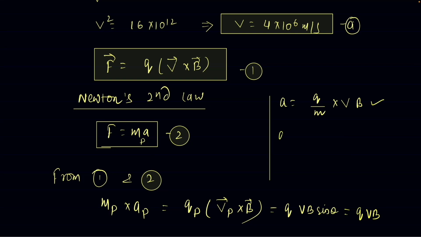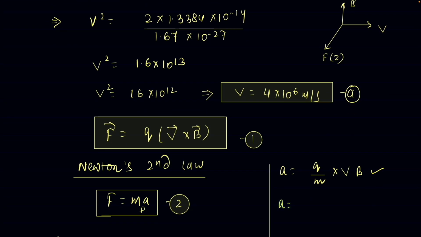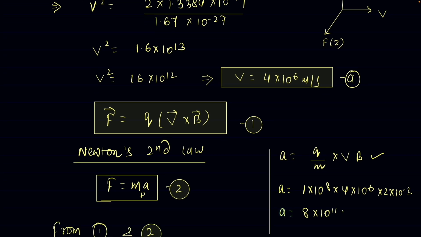So let's substitute the values. In the question, it is given that the charge upon mass ratio is 1 × 10^8 coulomb per kg. So we substitute this value here: 1 × 10^8. Velocity we just found, 4 × 10^6, and magnetic field is 2 × 10^-3. So a is equal to 8 × 10^11 meter per second square. This is the answer for the B part of the question.